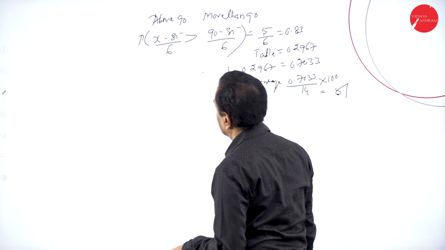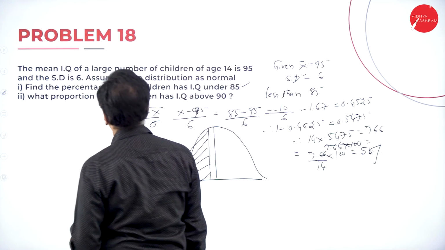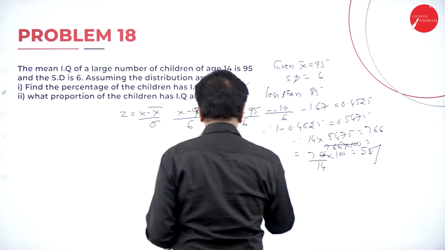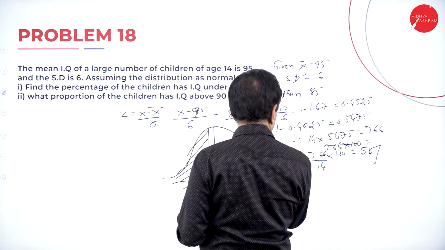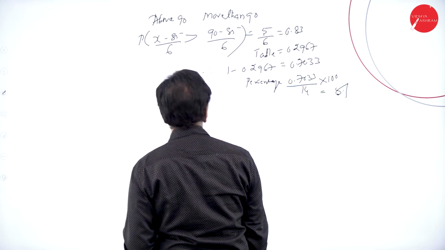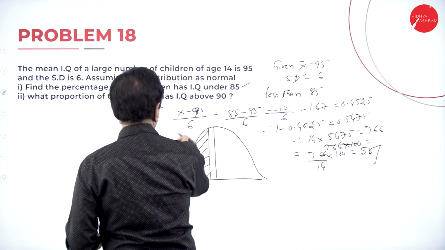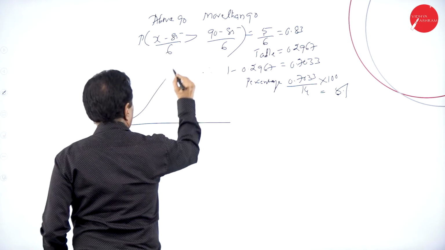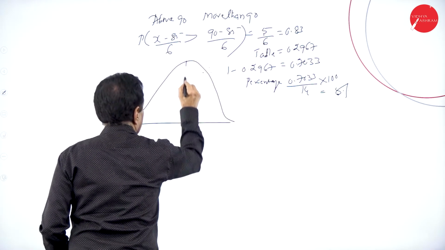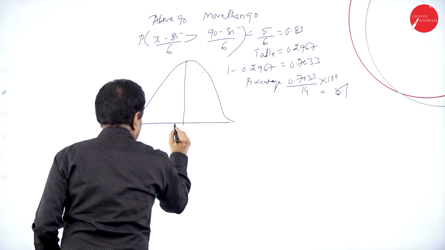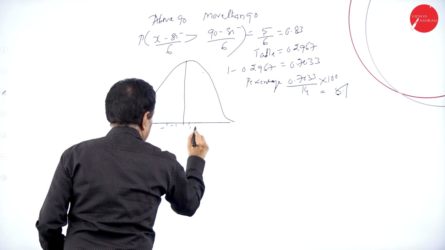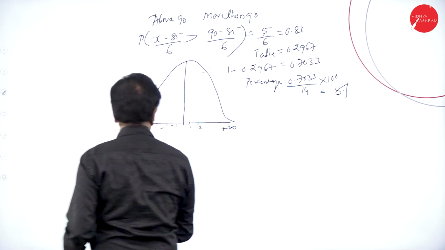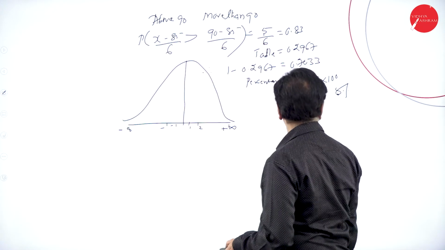Here now, IQ is 90. Above 90, the value you find out is 1.67. Here the second value is above 90. Minus 1, minus 2, plus 1, plus 2, positive infinity, negative infinity. So what's the value? Find out now.